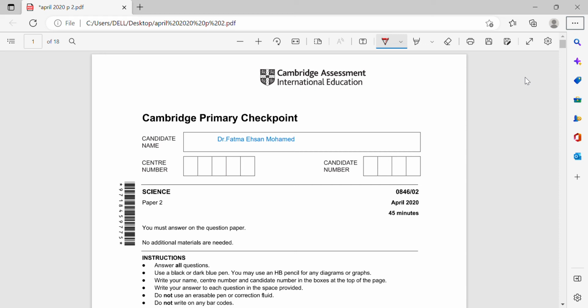Hello Year 6, today inshallah we will solve the Cambridge Primary Checkpoint, Paper 2, April 2020.